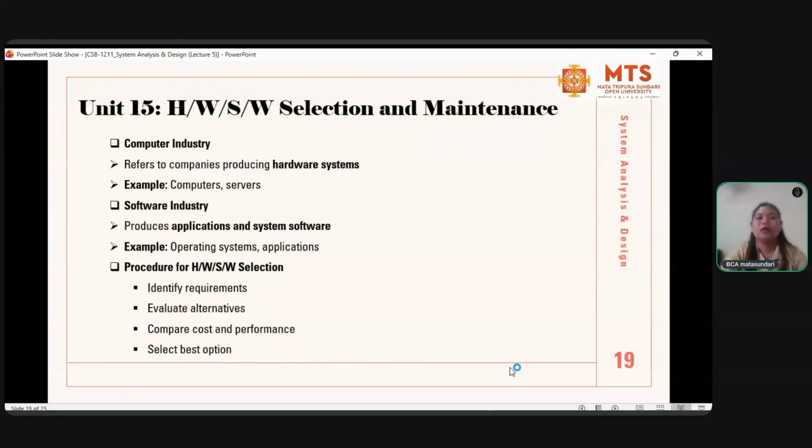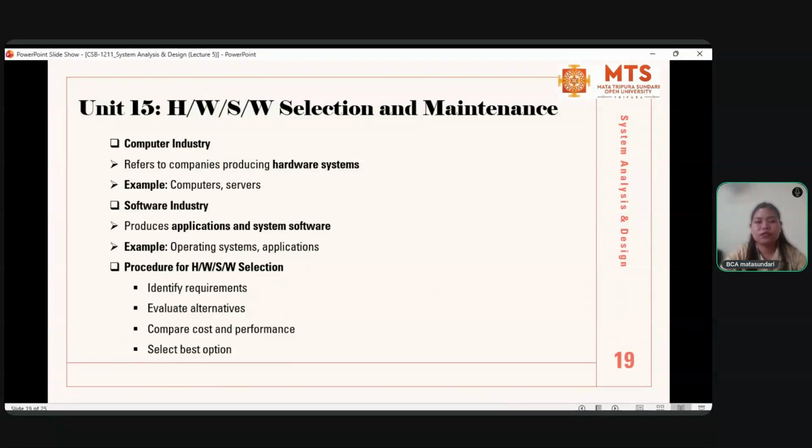Next, moving towards our unit 15, hardware and software selection and maintenance. This is the short form I wrote: hardware is H/W and software is S/W. The computer industry refers to companies producing hardware. Example, computers and servers. These come under the computer industry of hardware systems.